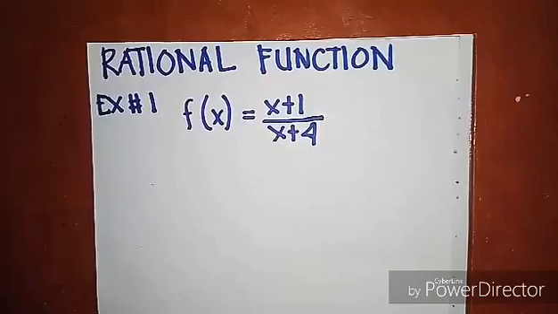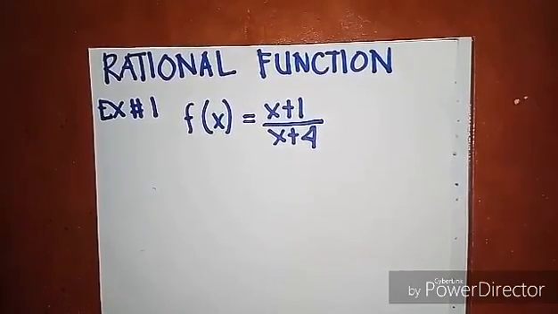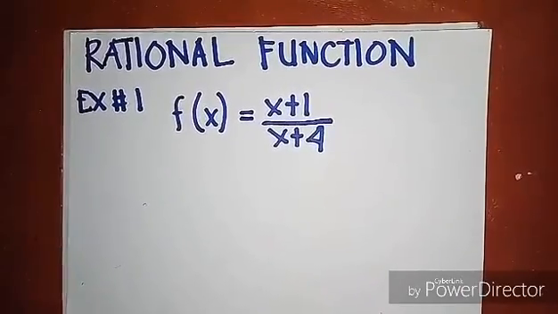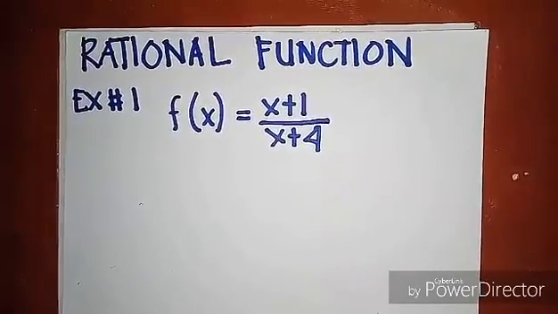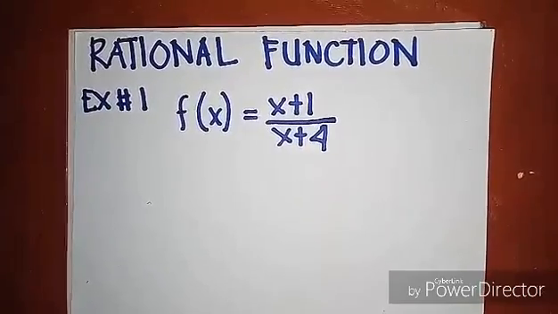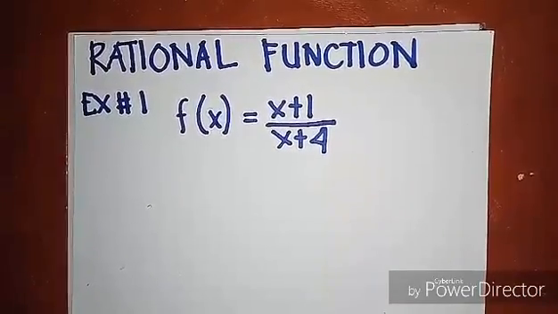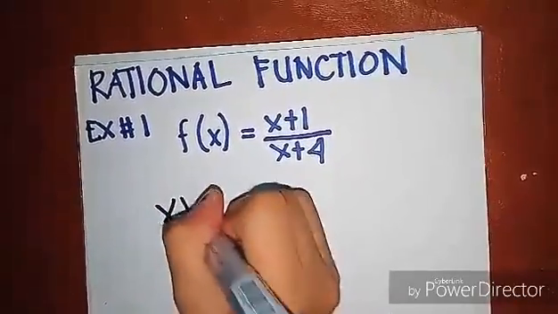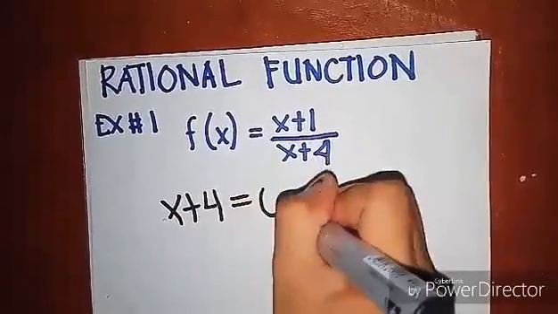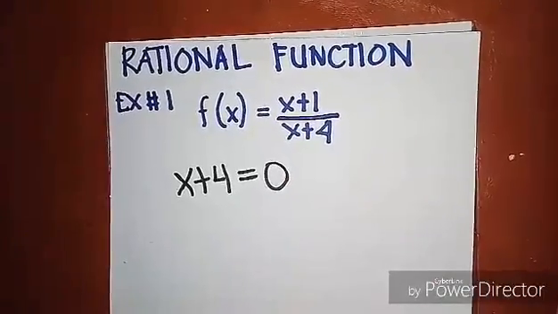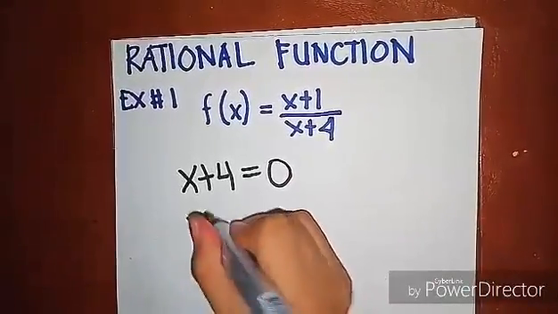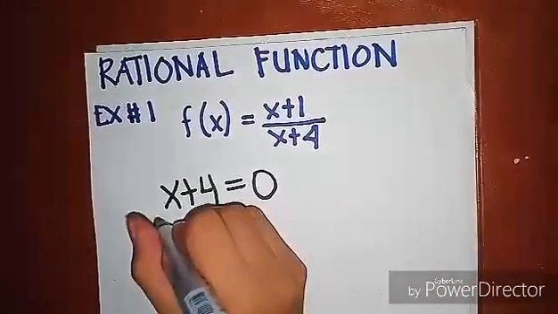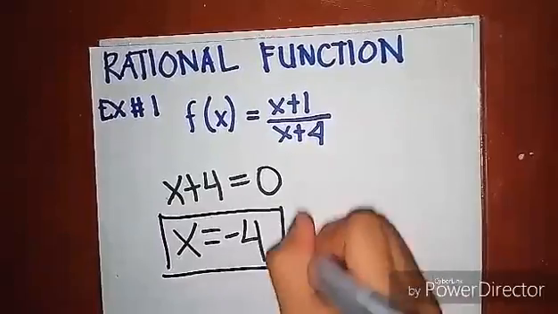Function example number 1. f of x equals x plus 1 over x plus 4. We will find the vertical and the horizontal asymptote. So first, to find the vertical asymptote, equate the denominator to 0. x plus 4 equals 0. So transpose 4, so x equals negative 4. So this is the vertical asymptote.